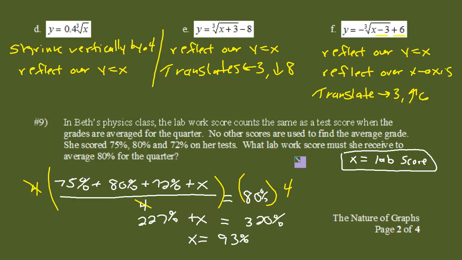So what lab score must she receive to average 80% for the quarter? Beth must receive a 93%.